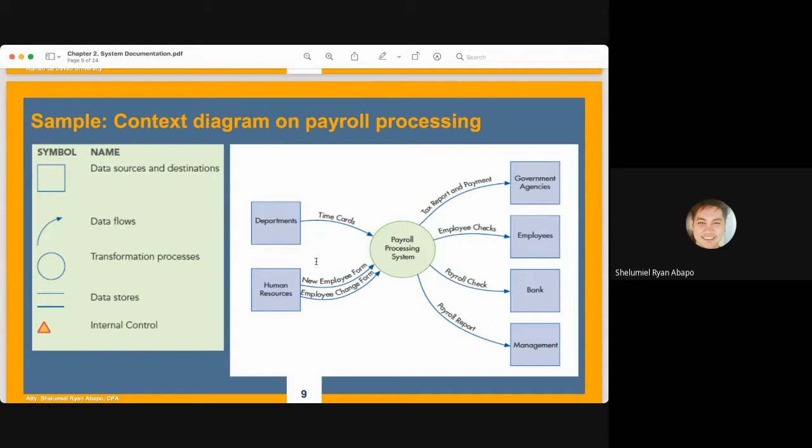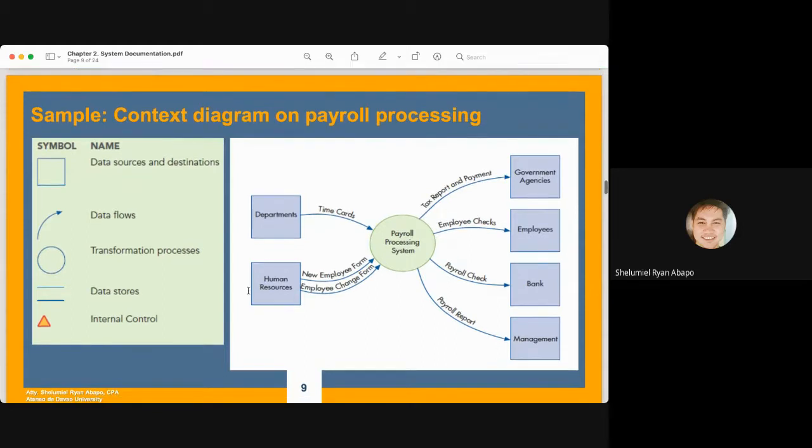And then the forward of employee checks or pay slips to the employees, and of course the forwarding of data to the government agencies for the filing of the corresponding withholding taxes on compensation and other taxes related to the payment of payroll or compensation to your employees, staff, and workers.